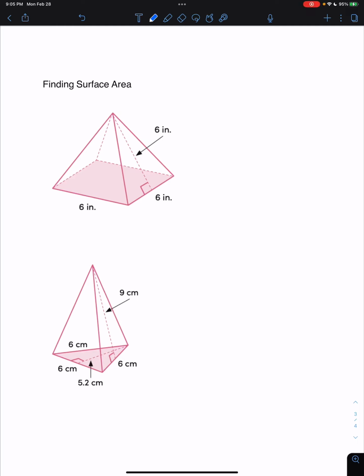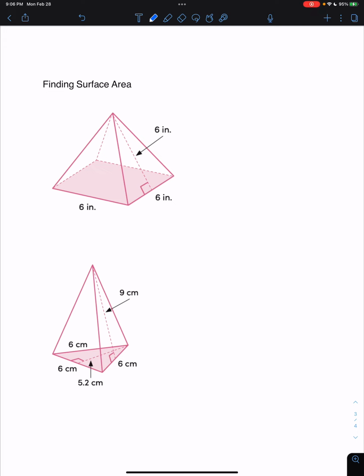Now that we've talked about nets of three-dimensional figures, we have to discuss how to find the surface area of these figures. Now, the surface area is just what it sounds like. It's the area of each of the surfaces on the figure, and we're going to add them all together to be our total surface area of our figure.